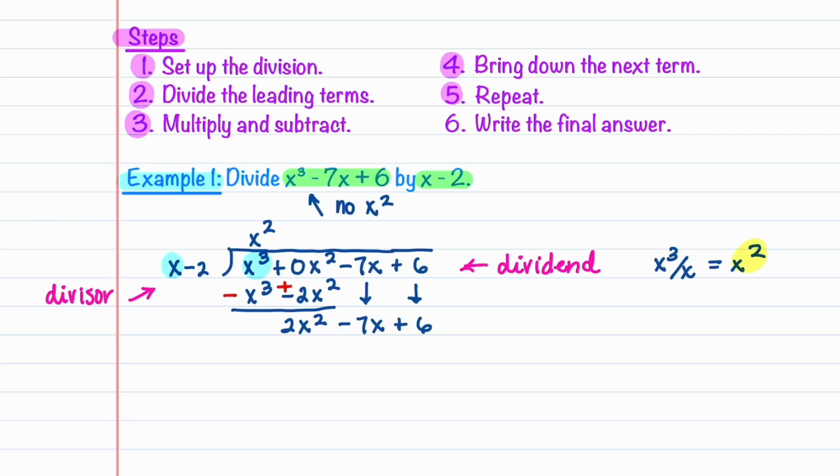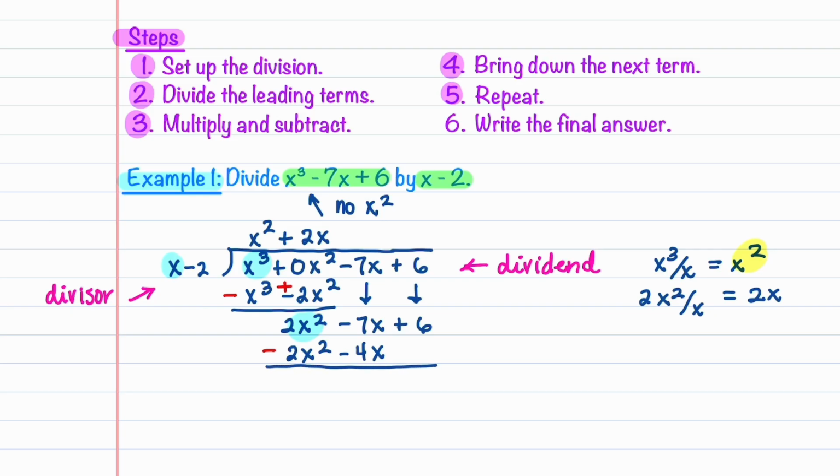Our leading term is now 2x squared. So we're going to take 2x squared, and we're dividing it by x, and we get 2x. So that's what we're going to multiply by. So up at the top, we're going to say plus 2x, and then we'll multiply each term by 2x. x times 2x is 2x squared, and then minus 2 times 2x gives us a minus 4x. Draw our line, and now we're going to subtract.